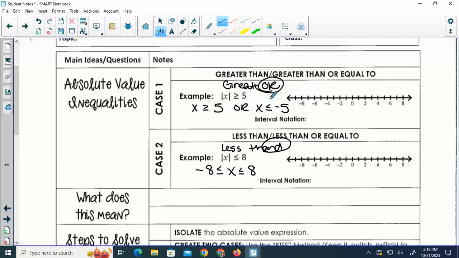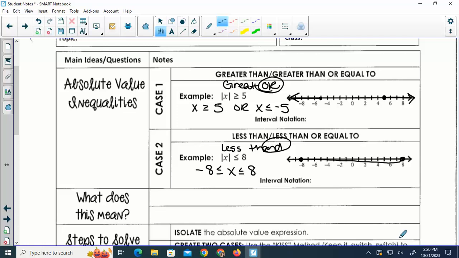So when we're looking at our solutions, if it's greater than or equal to 5, or less than or equal to negative 5, the ors, we get 2 separate ones. For the less than, we get everything between negative 8 and positive 8. It was an and. So it looks like this.